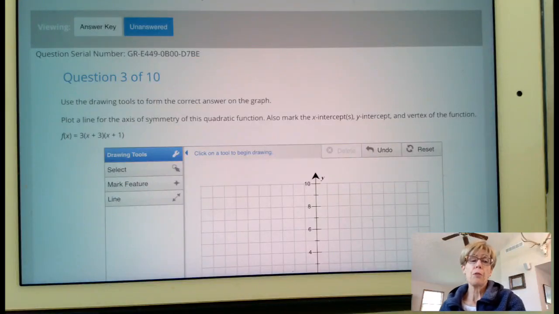Use the drawing tools to form the correct answer on the graph. Plot a symmetry of the quadratic function. Also mark the x-intercepts, the y-intercept, and the vertex of the function. And we're given this equation, f of x equals 3 times the quantity of x plus 3 times the quantity of x plus 1. And what I recommend that we do on this is that we flip over to Desmos.